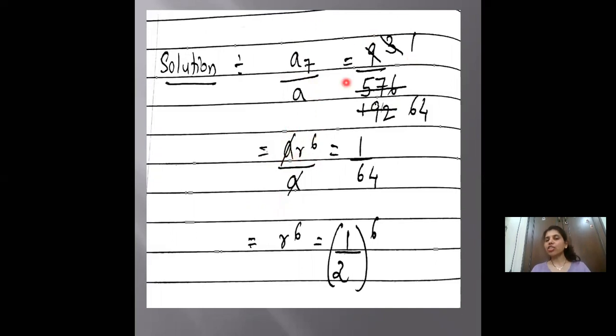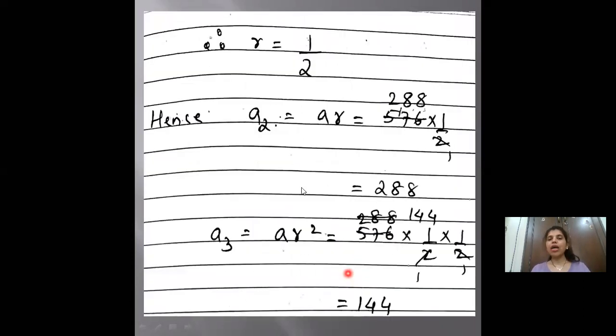Now, when we take the ratio, when we simplify 9 and 576, we get the value as 1 upon 64. Now 64, when we factorize it, we get 2 raised to 6. So as indices are same, the bases become same. So R is equal to half we get. As we got the value of R, we'll be able to find A2, A3, A4, A5 and A6 using AR raised to N minus 1.